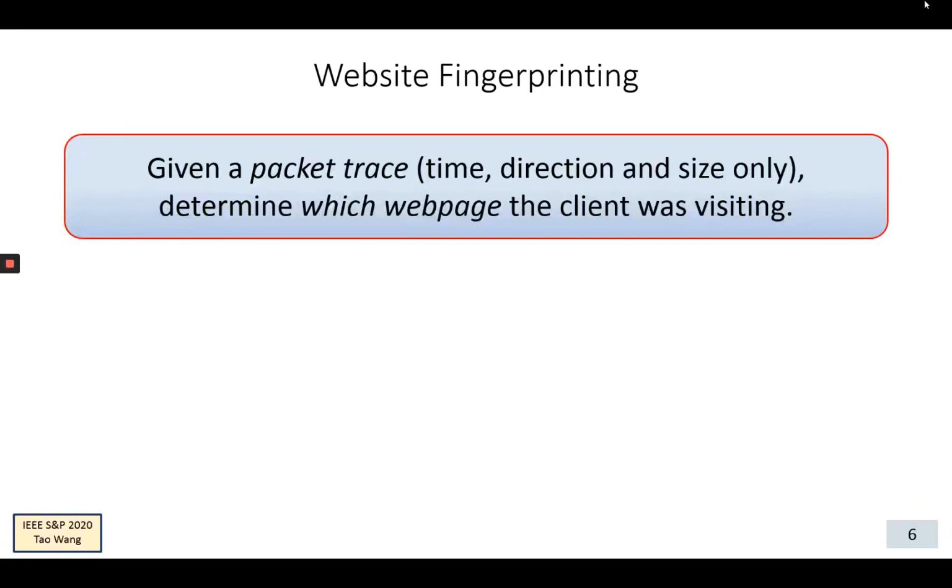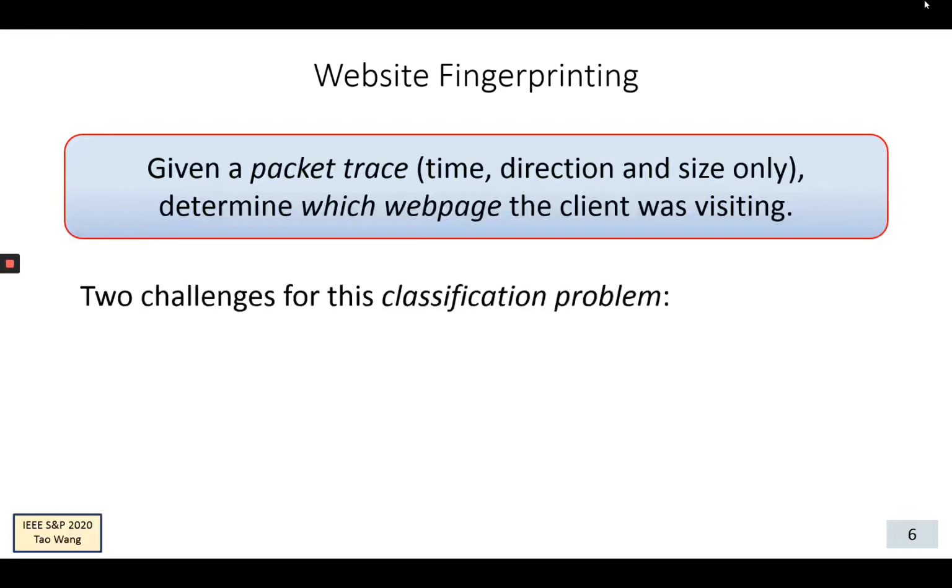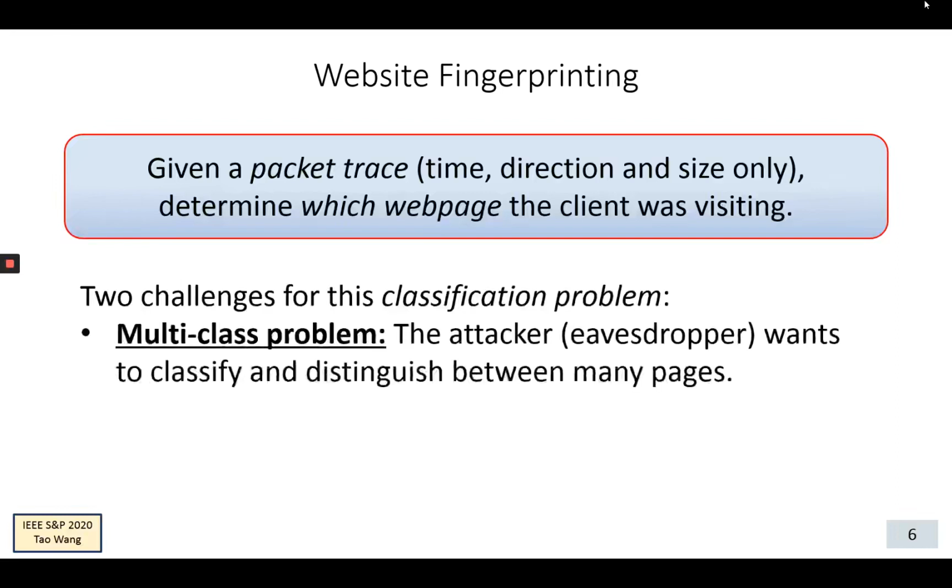Since this is a classification problem, we're going to use classification methods to solve it. But it does have two unique challenges. The first is that we need to solve it as a multi-class problem, because if you imagine what the attacker is doing, the attacker wants to distinguish between different web pages. If each web page is a class, then the attacker needs to distinguish between them, so it's a multi-class problem.